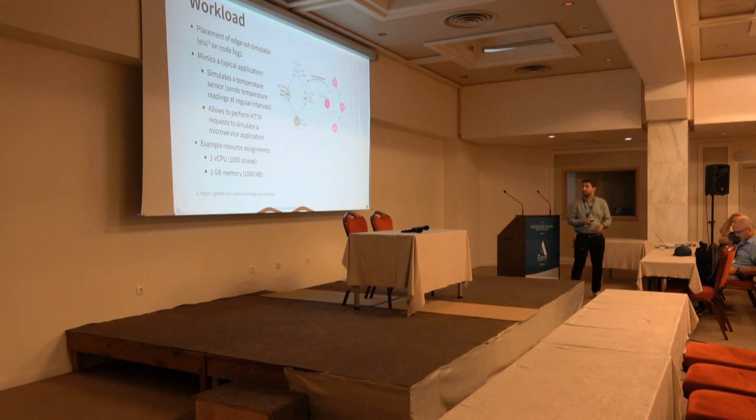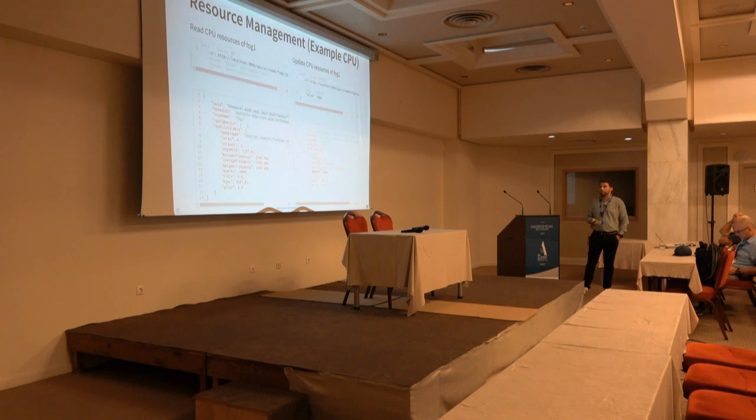Okay, then we come to the workload placement. Just as an example here, we place one single instance of this application onto one particular node. We take an example application provided by ourselves, called Edge IoT Simulator. It mimics a typical Edge or IoT device. It sends temperature readings at regular intervals, and it allows us to perform HTTP requests to other instances of the application placed on other nodes to mimic a microservice application. In the end, it needs one virtual CPU and 1 GB of memory.